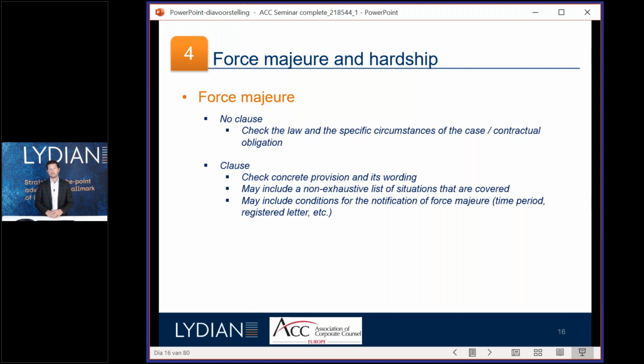And that's why it's still important to check whether there's a clause or no clause. If there's no clause, then you should at least be aware of what's stipulated in your civil code about the consequences of force majeure. When there's a clause, please check the wording, because the wording should also be very clear. And it's better to include a non-exhaustive list of situations that are covered.